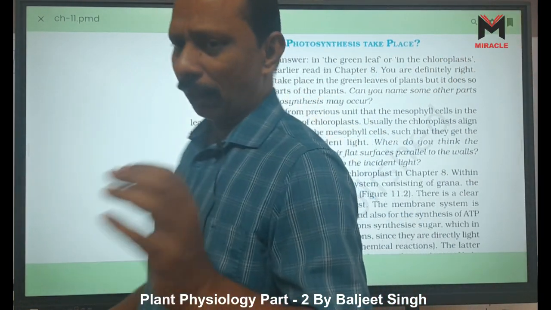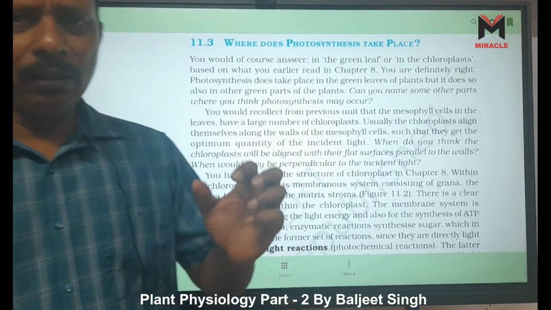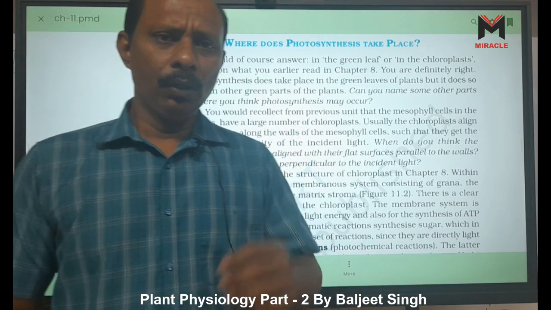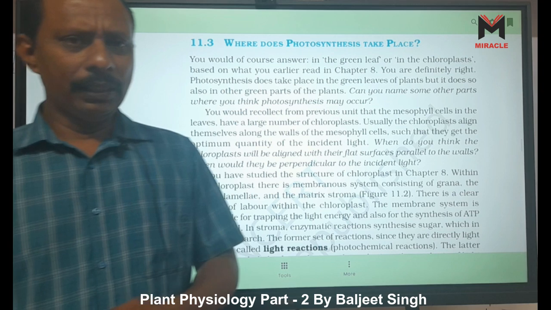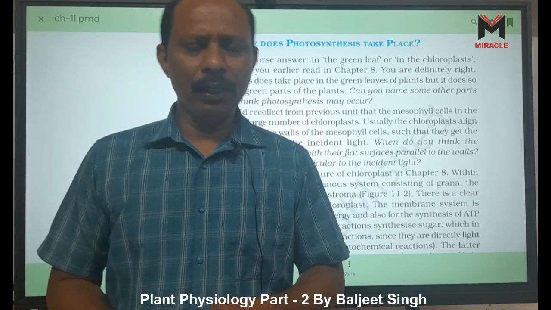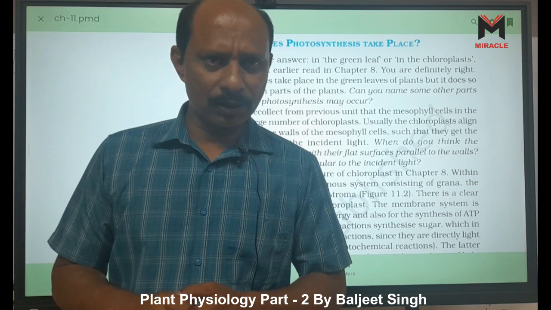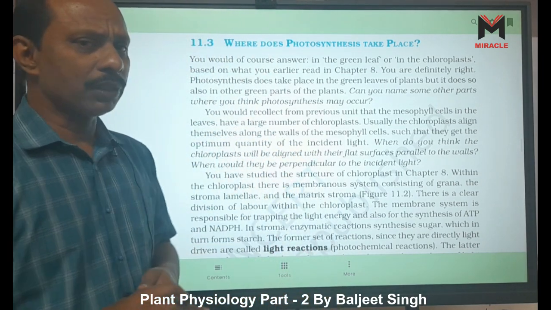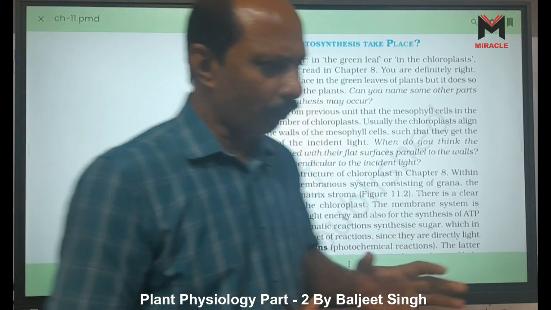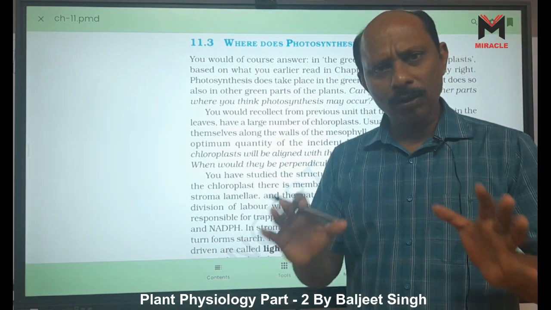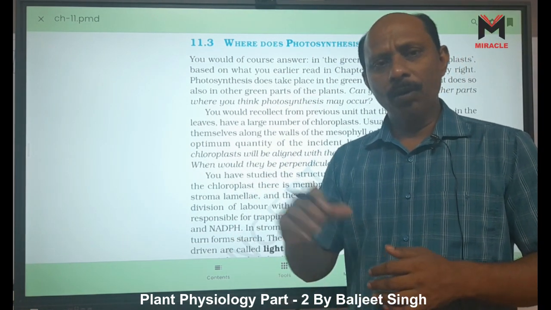Photosynthetic pigments means what? Chlorophyll a, chlorophyll b in green plants, because I am talking about angiosperms only. So we have 4 different types of pigments: chlorophyll a, chlorophyll b, xanthophyll and carotenoids. And these pigments are present in our chloroplast. What is the site of photosynthesis? We can say the whole plant: all the green part of the plant is involved in photosynthesis.